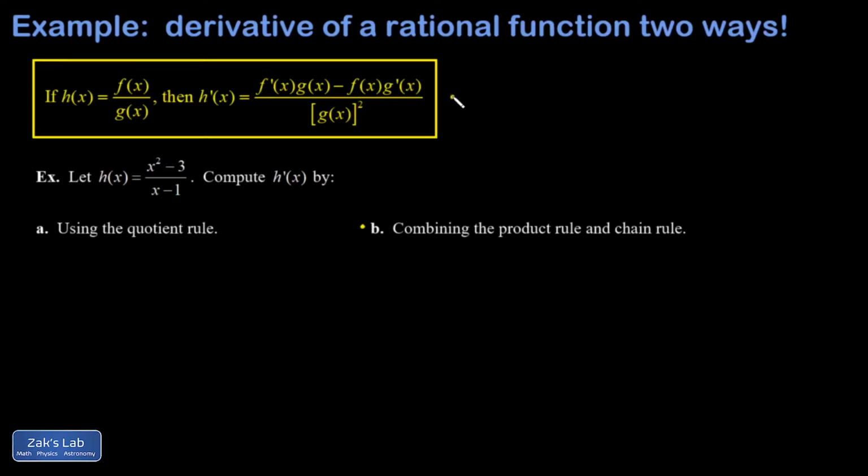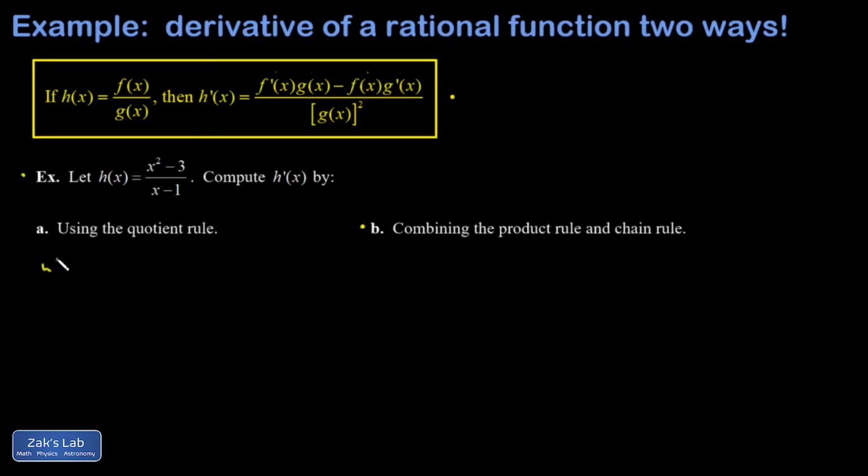So here's the statement of the quotient rule. I have a function f of x divided by a function g of x. When I differentiate that quotient, I have to take the derivative of the numerator, leave the denominator alone, and then subtract a term where I leave the numerator alone and differentiate the denominator, divide the whole thing by the square of the denominator. So let's apply that to this example.